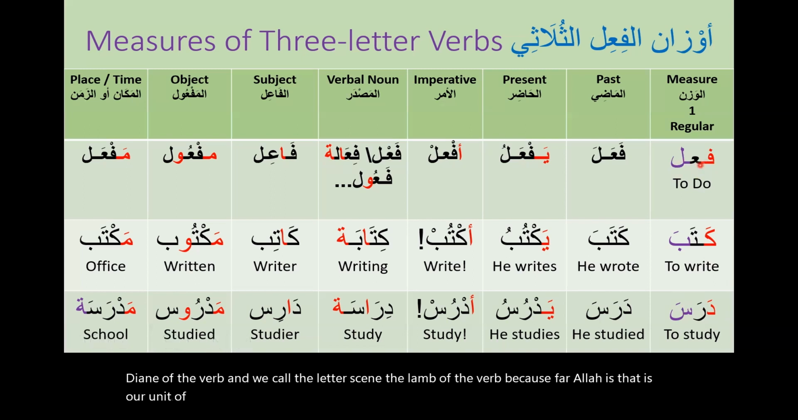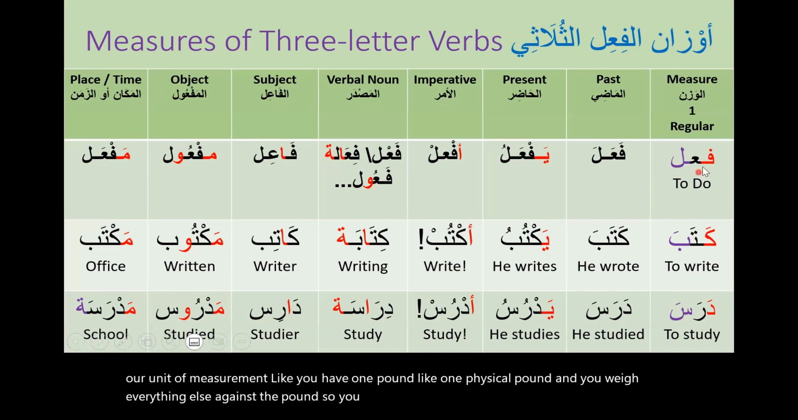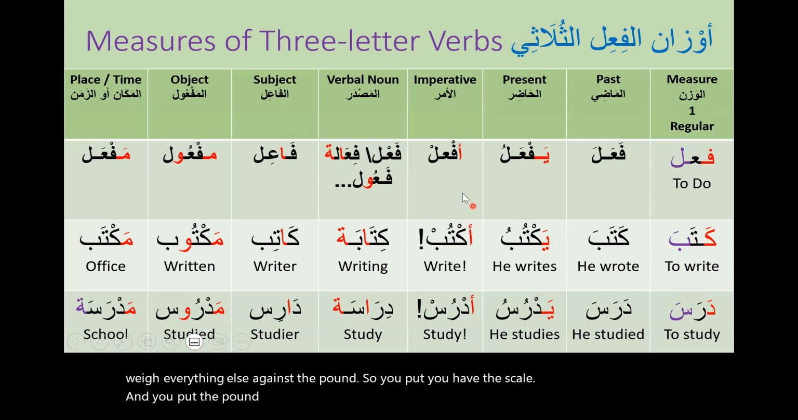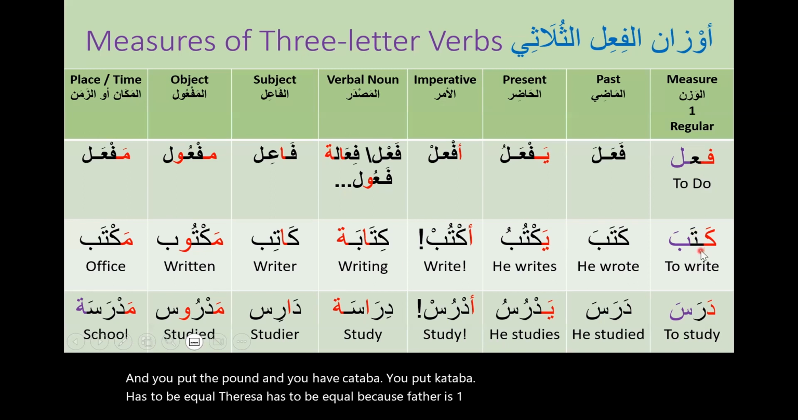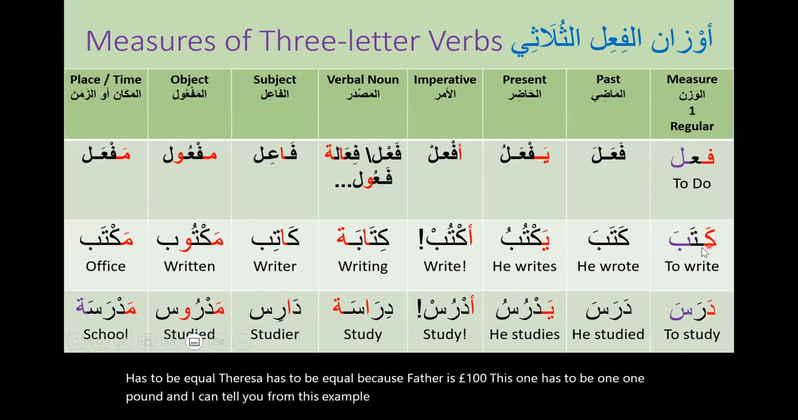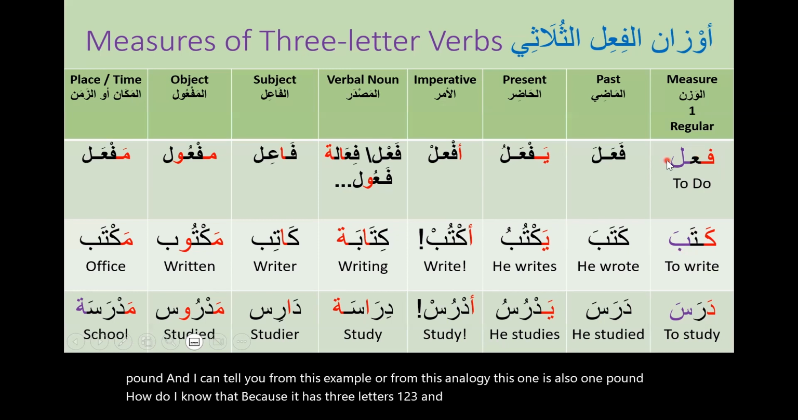Like you have 1 pound, one physical pound, and you weigh everything else against the pound. So you have the scale and you put the pound, and you have kataba, you put kataba, it has to be equal. Darasa has to be equal, because fa'ala is 1 pound. This one has to be one pound. And I can tell you from this analogy, this one is also 1 pound. How do I know that? Because it has 3 letters, 1, 2, 3, and fa'ala has 3, 1, 2, 3.